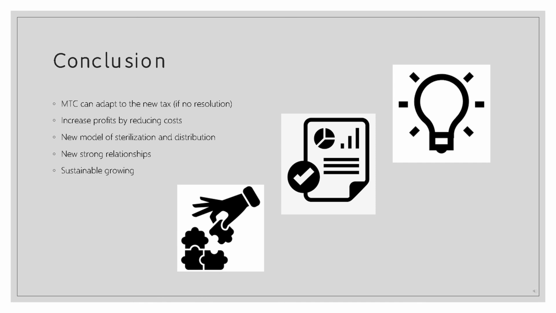They will need to build new strong relationships with a sterilization company, a distribution company, and find a good warehouse that will adapt to the needs. Finally, if they keep implementing this and controlling the process itself, they can produce sustainable growth in the profits, in the process, and many other things that will make MTC to be recognized as a very big and trustful company.